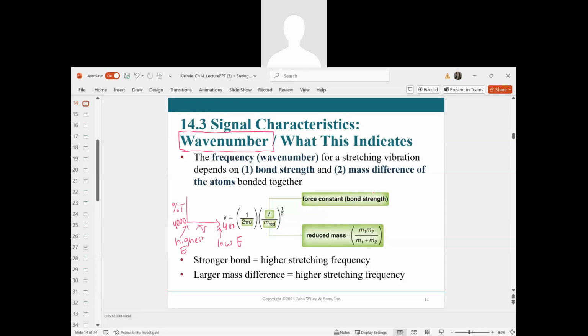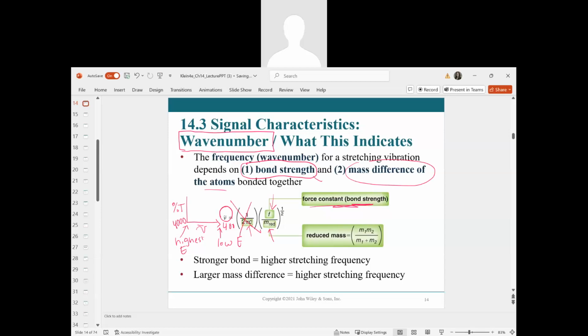So what this is indicating here is the final product, if you will, the wave number that's produced by this type of calculation. You will not have to do this calculation, but this is what is being utilized to generate this wave number. So we have 1 over 2 pi times the speed of light. We have this force constant, which has to do with the bond strength. And then we have this reduced mass here. So really what we're going to be looking at, nothing really from this portion of the equation, but we're going to be considering the bond strength and then the mass difference, so the mass of the atoms that are bonded together.